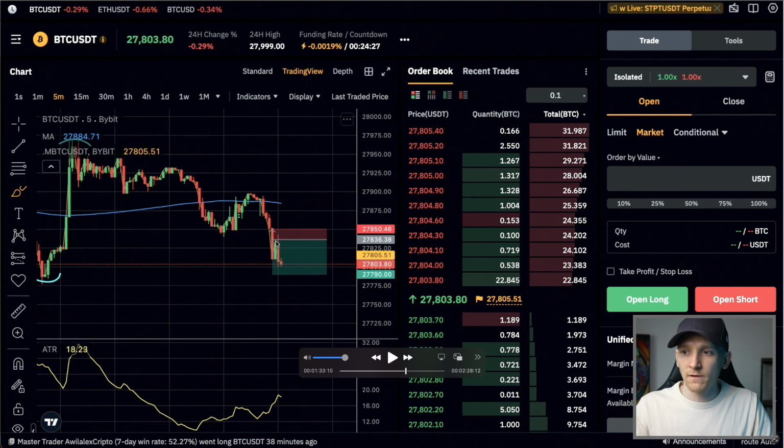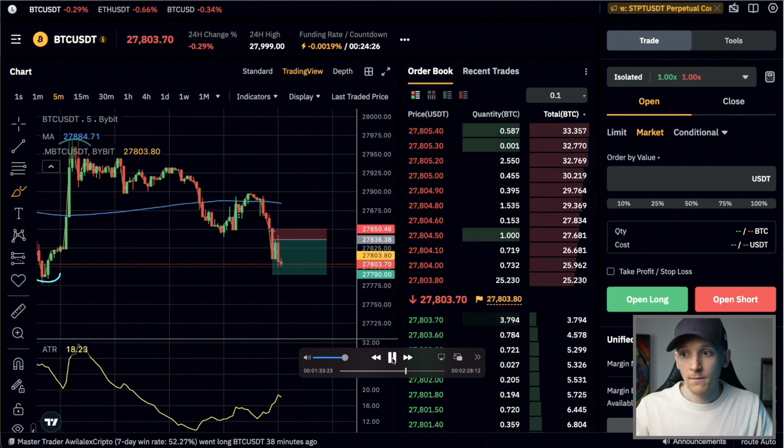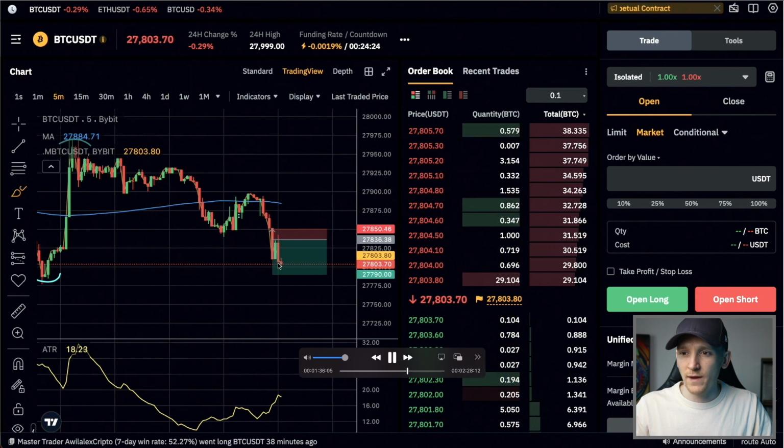But taking a small loss, or the ability to take a small loss here, gives the trade a little bit more breathing room. And you can see how volatile the candlesticks are short term. So there's going to be a lot of times where you're just getting stopped out. That is scalping.